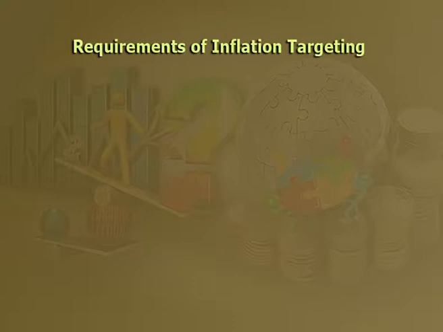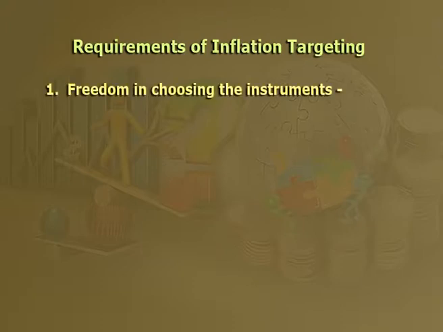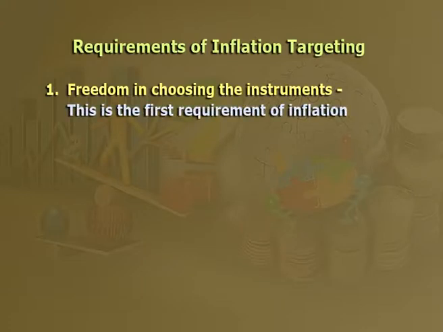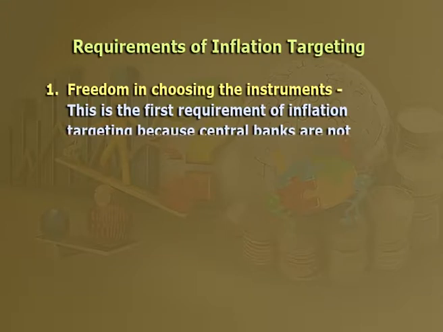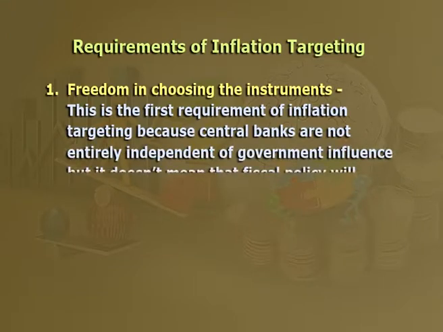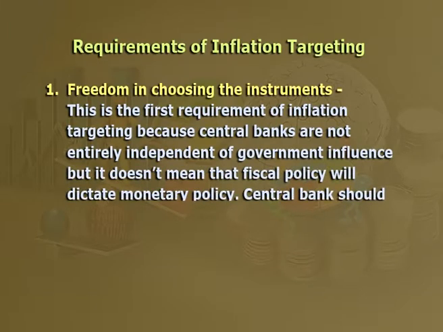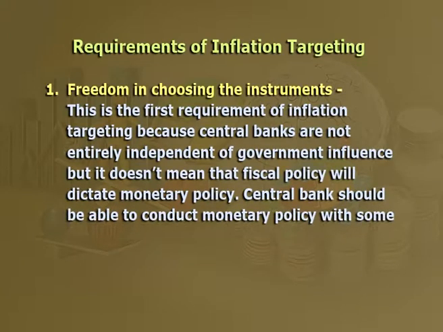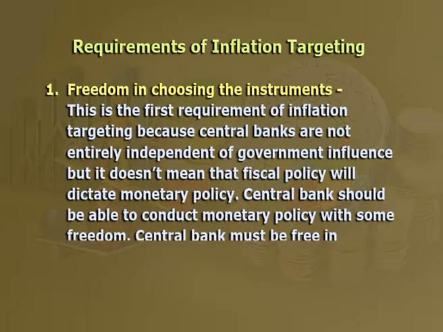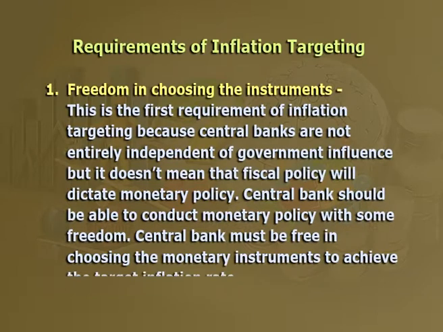It requires two things. Number one, freedom in choosing the instruments. This is the first requirement of inflation targeting because central banks are not entirely independent of government influence. But it doesn't mean that fiscal policy will dictate monetary policy. Central bank should be able to conduct monetary policy with some freedom. Central bank must be free in choosing the monetary instruments to achieve the target inflation rate.